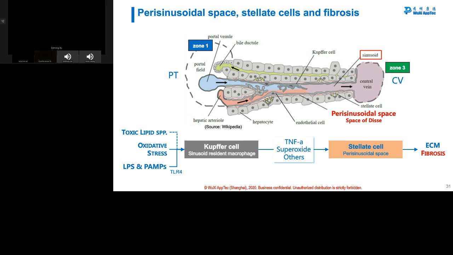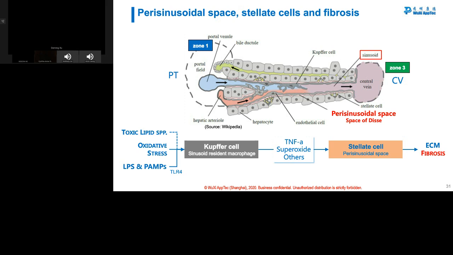The signal goes to the parasinusoidal space, and it is the stellate cells in the parasinusoidal space that, upon activation by such signals, secrete extracellular matrix, among them collagen, and hence the initiation of the fibrosis.